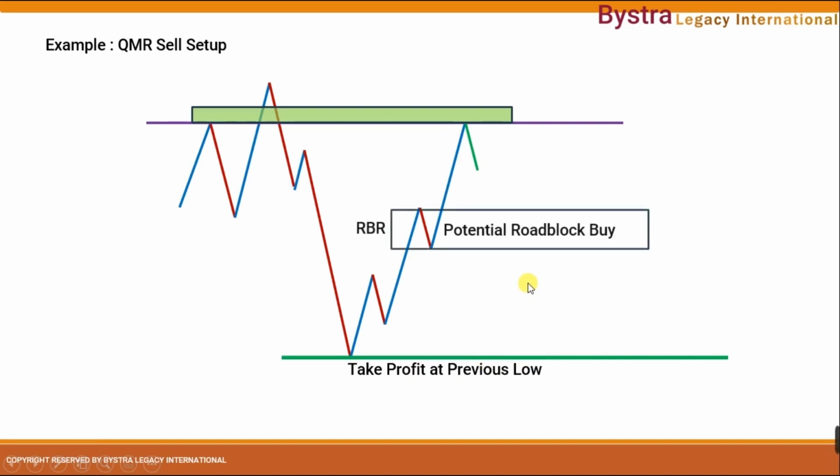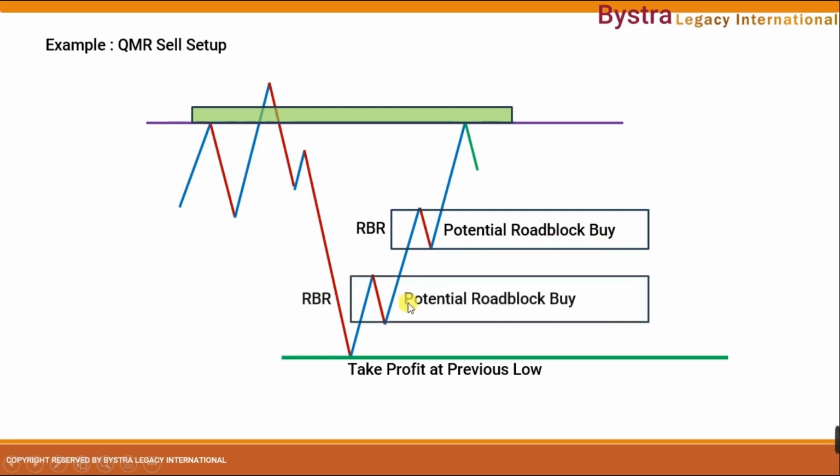The first potential roadblock we can identify here is the demand zone. One of them is the rally-base-rally. So rally-base-rally is a demand zone, so this is a roadblock to buy. And not only that, there's another roadblock again. Here at the bottom, there's another potential roadblock buy. So this area is the roadblock that we are facing before the price reaches our take profit.